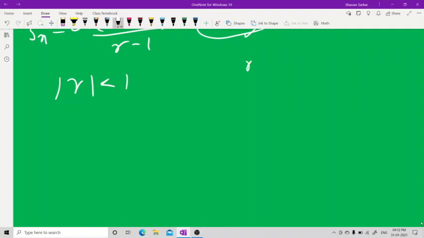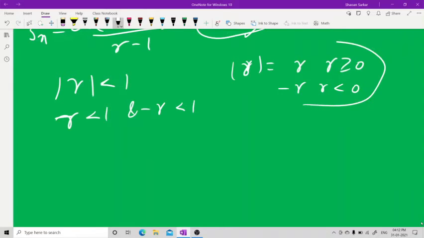Mod r means what? You know mod r. Mod r is nothing but r less than 1 and minus r less than 1. Why? Mod r is written like this: r for r greater than or equal to 0, minus r for r less than 0. I hope you remember this modulus function. Now r is less than 1.